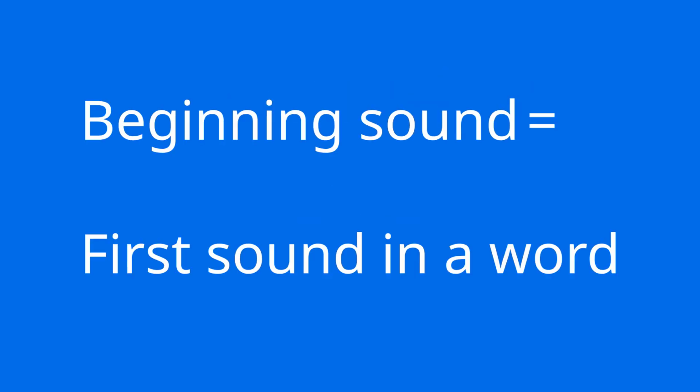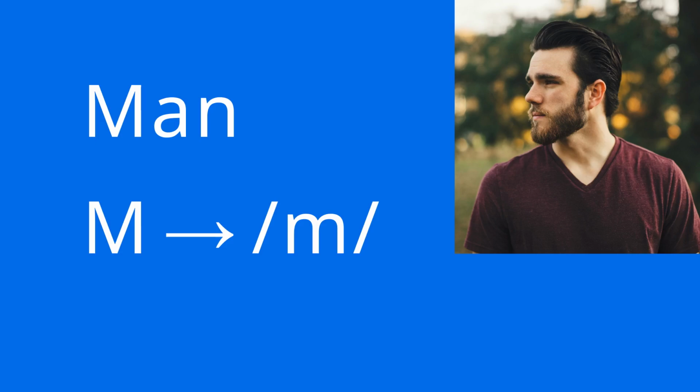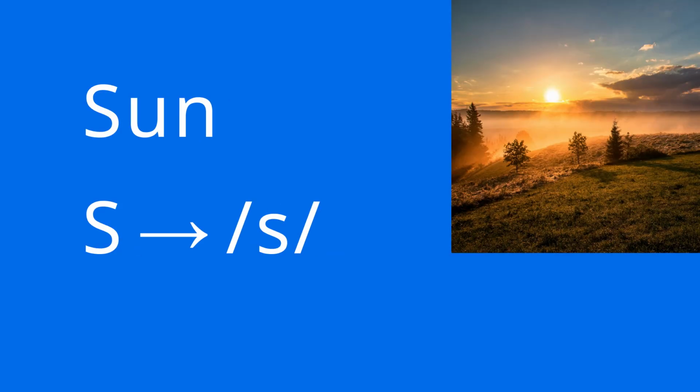Every word is made of sounds. The first sound in a word is called the beginning sound. Let's look at some examples. Dog, man, sun. Can you hear the first sound? Say the word. Say the sound.